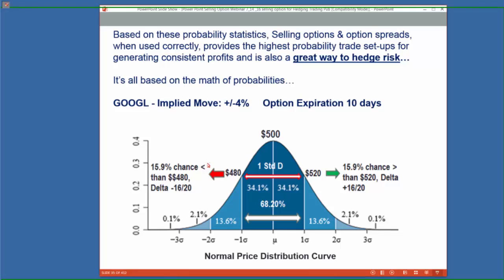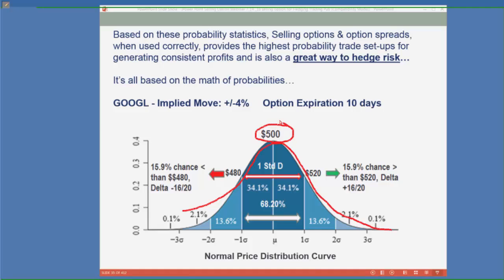If you've ever taken any stats, this is what you call that normal distribution curve, that bell curve, and it just shows distribution of data. And in this example, it's a distribution of price. So based on probability statistics, and trading is all about probabilities, when you're selling options or option spreads and you're doing it correctly, this will provide you the highest probability type trade setups for profits, and it's a great way of hedging. It's all about the math and probabilities.